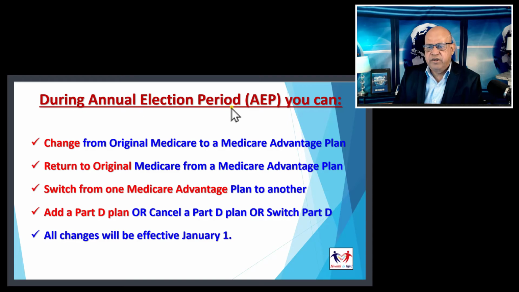During the annual election period, you can change from original Medicare to a Medicare Advantage plan, return from a Medicare Advantage plan to regular Medicare, or switch from one Medicare Advantage plan to another. You don't like the person, you don't like the insurance company, you just switch over. And you can add a Part D prescription plan, cancel it, or switch to a different plan altogether. All these changes will be effective January 1st, as I showed you in the previous slide.